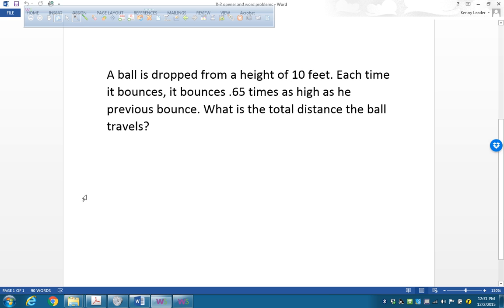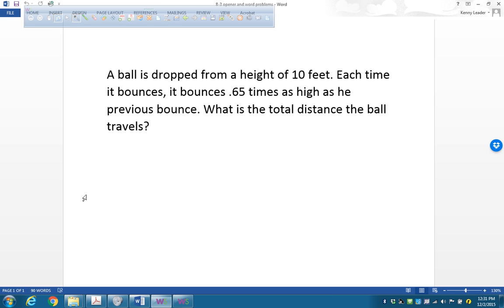So a ball is dropped. I had a ball. Where'd that ball go? Let me find it. Oh, thank you. We're having a ball in here, aren't we? So watch. I dropped this ball. Boom, boom, boom. If I dropped it from a height of 10 feet, and just pretend that this is 10 feet, and it bounces 0.65 times as high each time it bounces, what they want to know is how far will that ball travel in its total bouncing history.